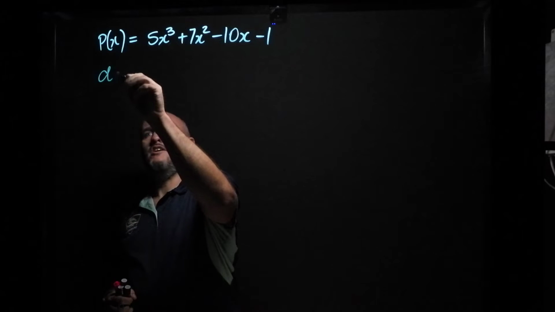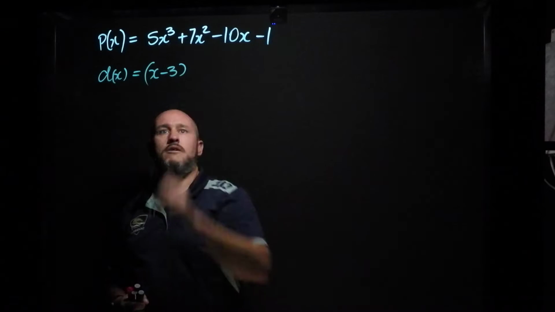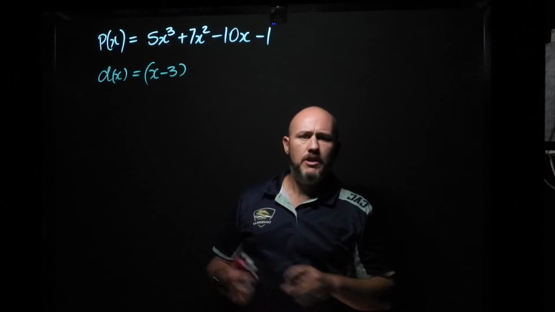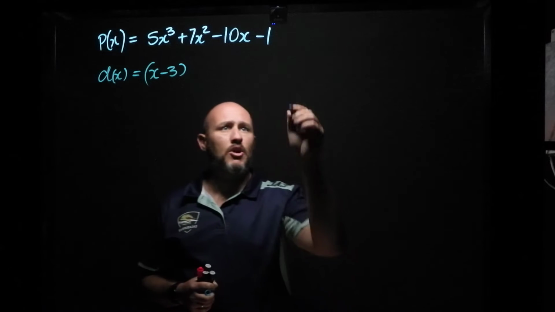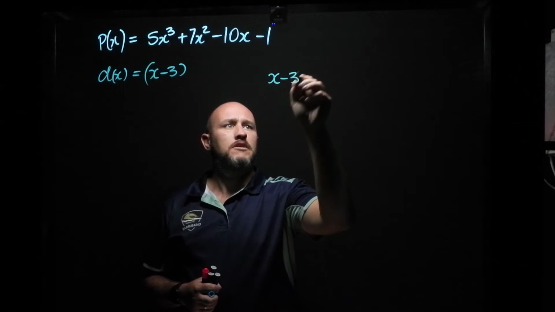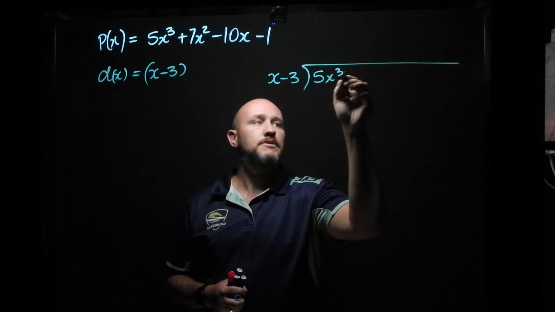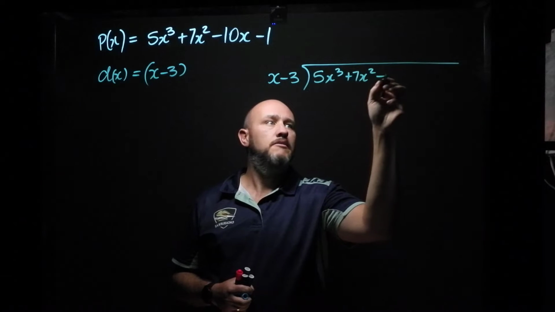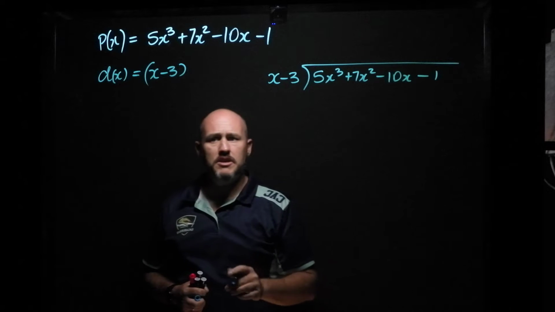So what I'm going to do is divide by the divisor x minus 3. We'll apply the polynomial division, and then we might finish by talking a bit about the remainder theorem. So let's start with the polynomial division. We've got x minus 3 dividing this big old cubic here: 5x cubed plus 7x squared minus 10x minus 1. And so we go through that process again.